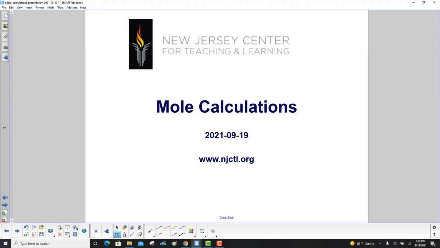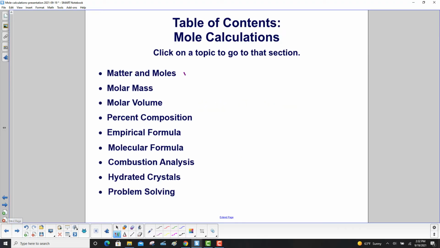Mole calculations. Matter in moles, molar mass, molar volume, percent composition, empirical and molecular formulas, then combustion analysis, hydrated crystals, and finally a selection of problems fully solved.